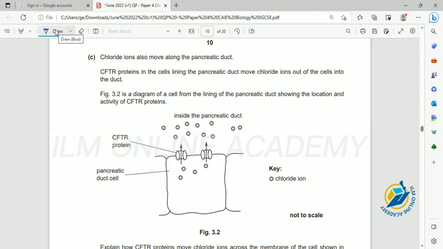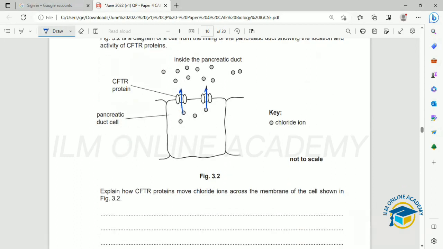For that reason, many of the organs of the body start dysfunctioning, and such patients have to have many organ transplants throughout their lifetime if they want to stay alive, right? Okay, so now here you can see that the CFTR protein channels are open, and you can see chloride ions moving out of the cells, right? So now, explain how CFTR proteins move chloride ions across the membrane.